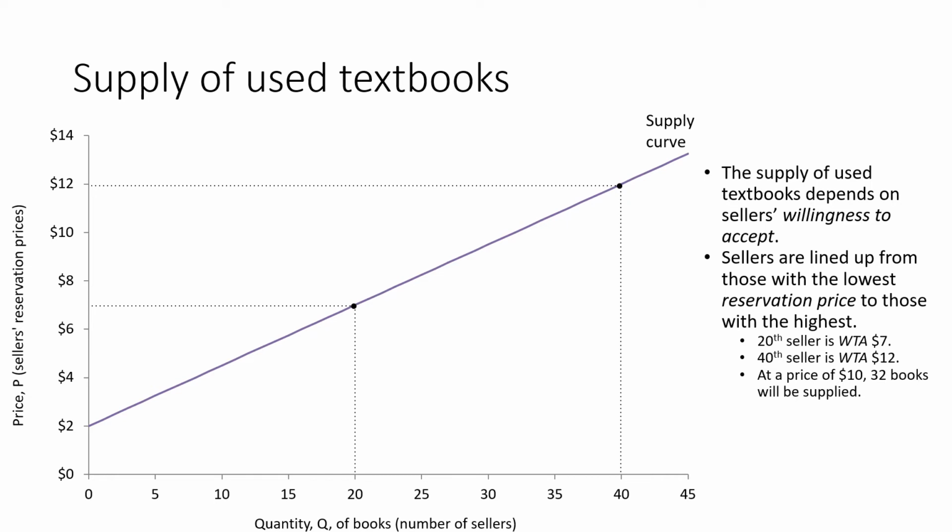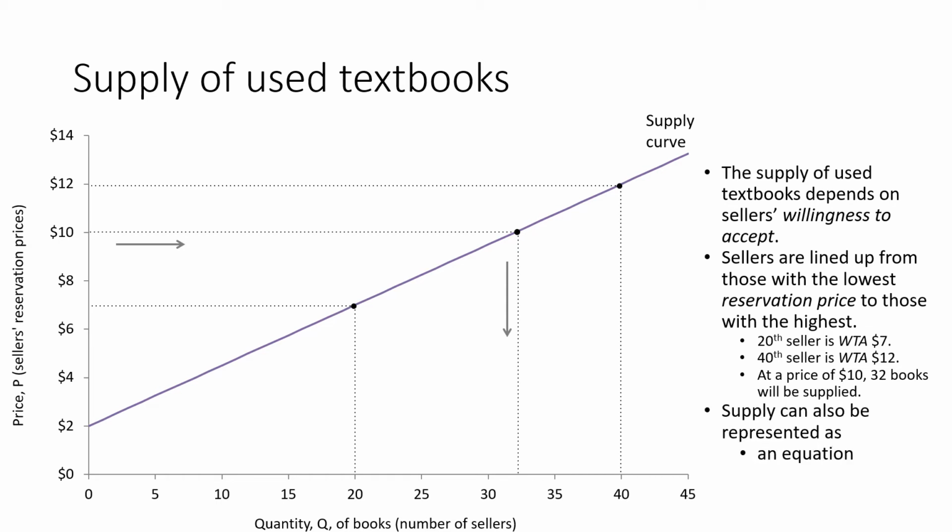At a price of $10, we could also say 32 books would be supplied. It's because the 32nd person is willing to accept $10, and the 31st, 30th, 29th, and so on, are also all willing to accept $10 or less. So at the price of $10, we would get 32 textbooks supplied.